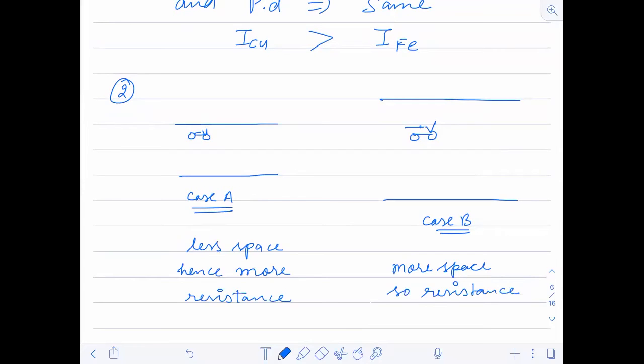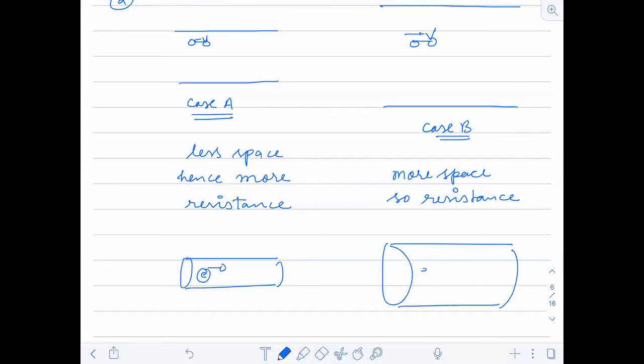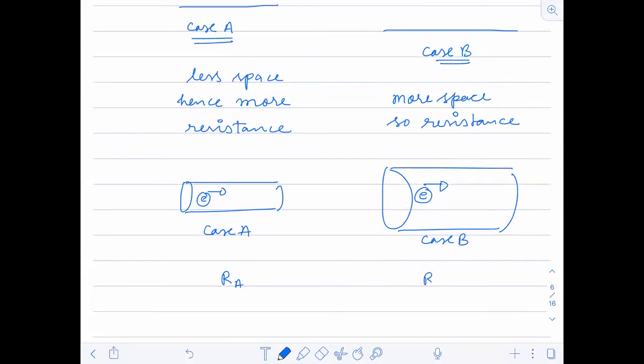Correct. Okay, so if you understand this example, now again I am taking the same example and putting it in a conductor. We have a conductor, and we have another conductor like this. Now this electron has to move in this direction, and here this electron has to move in this direction. In which case will it have higher resistance? Case A or case B? Resistance is more in A.